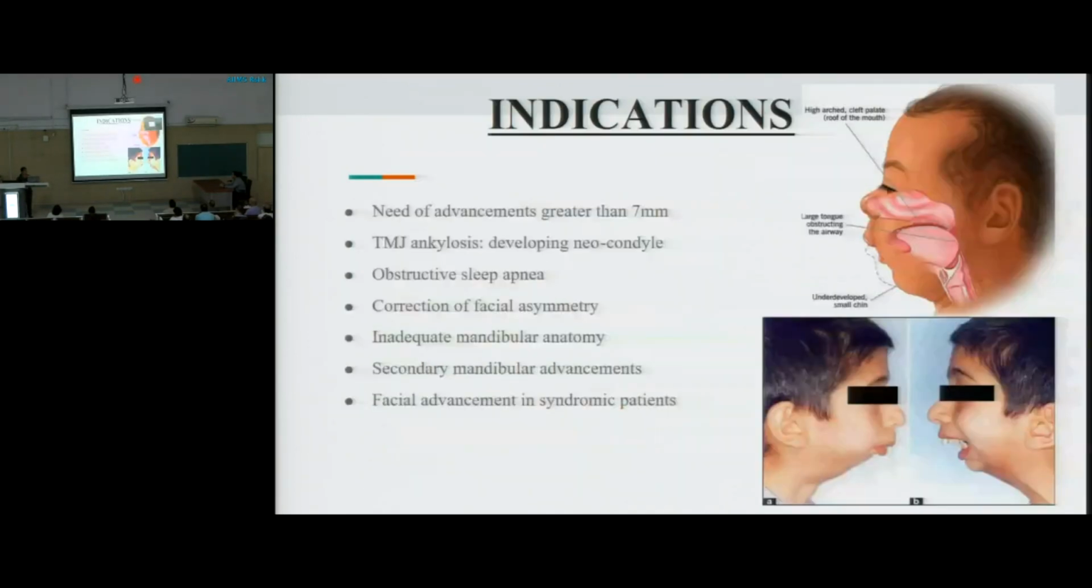And then indications in maxillofacial surgery, when we have to do distraction osteogenesis: when we need an advancement of the maxilla or the mandible which is greater than 7 millimeters, and in TMJ ankylosis, where the patient's mandibular growth has been impeded, and in obstructive sleep apnea. If the mandible is retruded, taking it forward can definitely be life-saving to the patient. Also correction of facial asymmetry, inadequate mandibular anatomy, secondary mandibular advancements when needed, and facial advancements in syndromic patients like Pierre Robin sequence and Sickler syndrome.